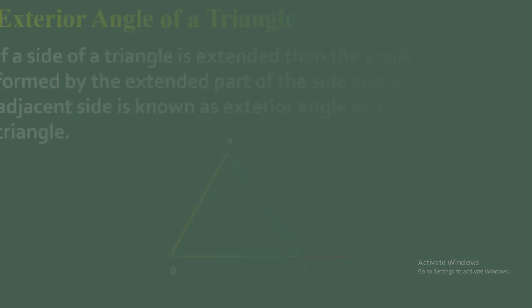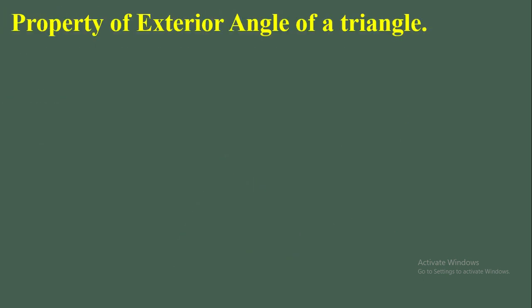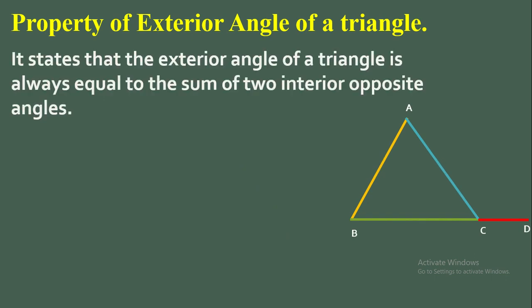And the property related to the exterior angle of a triangle states that the exterior angle of a triangle is always equal to the sum of the two interior opposite angles. Just like here again, side BC is extended to point D, so it forms an exterior angle ACD. So this is our exterior angle, and it says that this exterior angle is equal to the sum of the two interior opposite angles. Let's name the angles of the triangle as, for example, here 1, this 2, and 3. Let's name this exterior angle as 4.